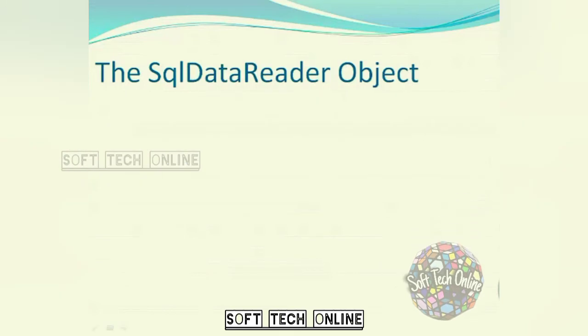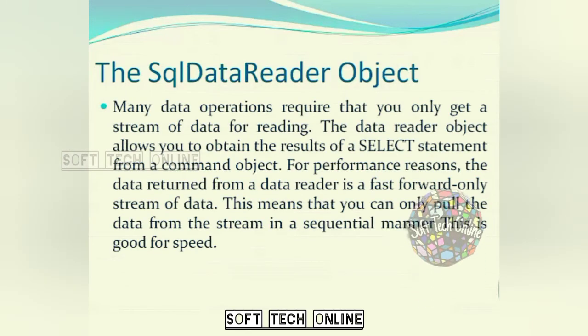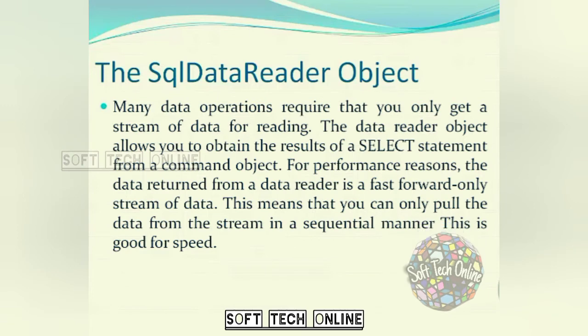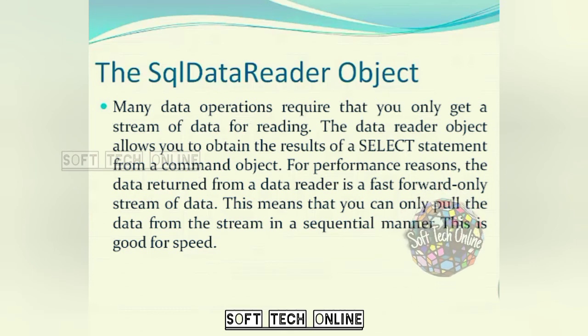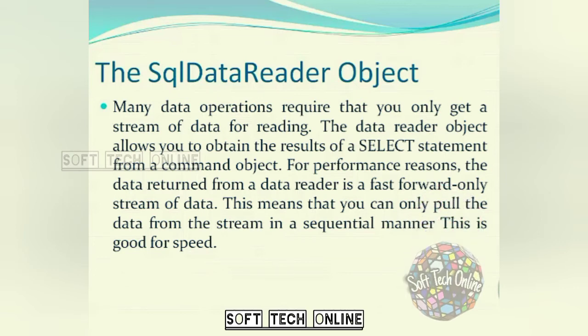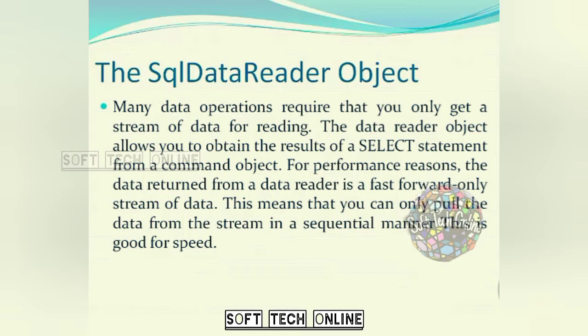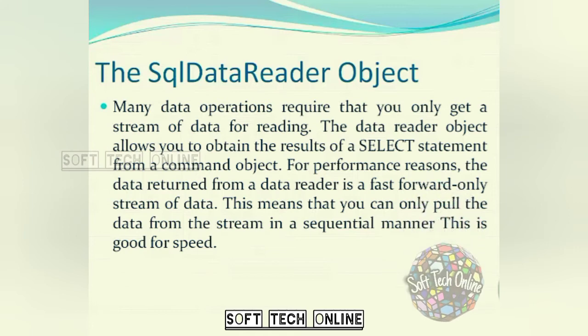Now let's see SQL data reader object. Many data operations require that you only get a stream of data for reading. The data reader object allows you to obtain the result of a select statement from a command object. For performance reasons, the data returned from a data reader is fast forward only. This means that you can only pull the data from the stream in a sequential manner. This is good for speed. So this is about SQL data reader object.